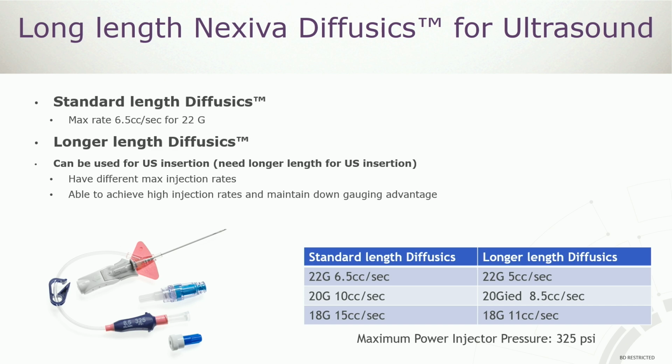They do have a small trade-off with injection rates for the longer length. They're a little bit lower at each gauge level that you're at, but you're still able to achieve those high injection rates. So even with ultrasound guidance, we're still doing 20-gauge IVs in most of our patients.